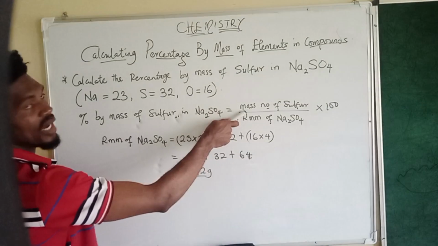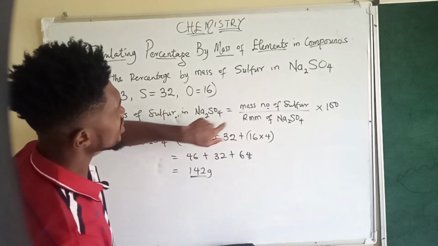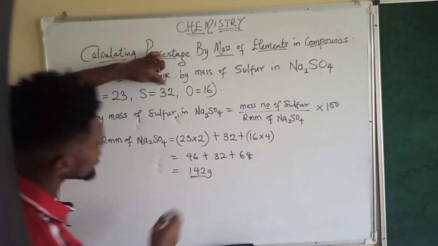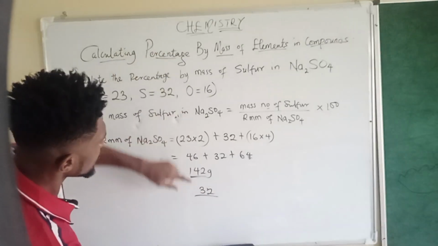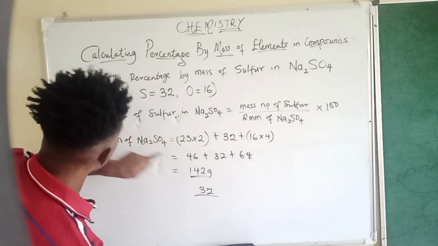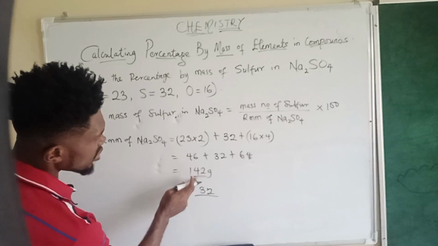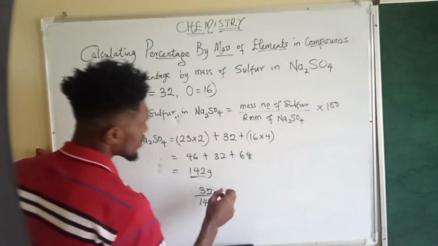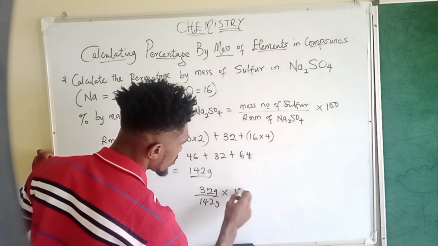So now let's go back to the formula. Now, the percentage by mass of sulfur in this is what? We say mass number of sulfur. What is the mass number of sulfur? 32 over the relative molecular mass of sodium tetraoxosulfate 6. And that's what we have as 142. Then multiply by 100.